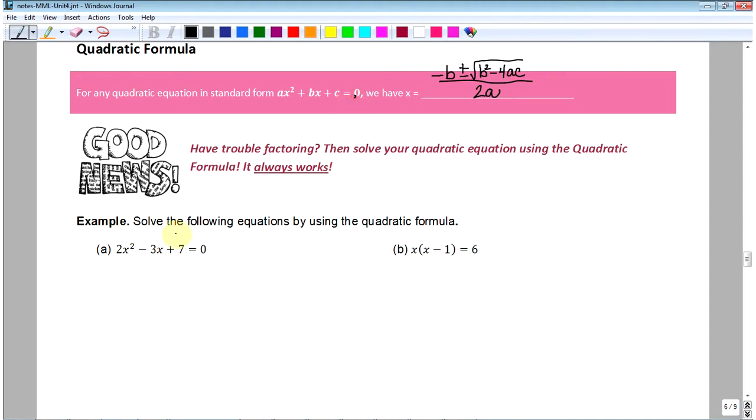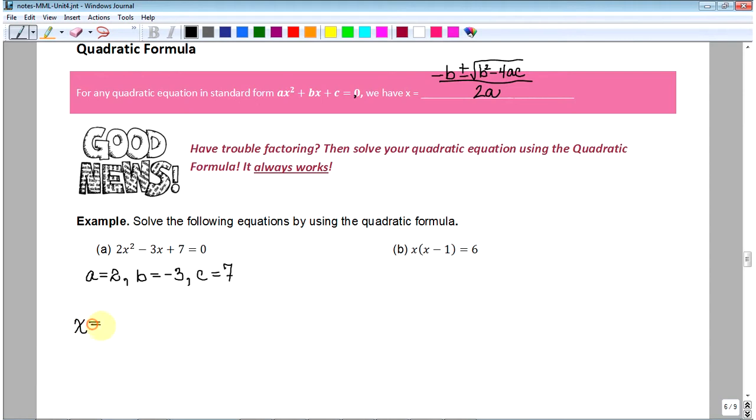We do have 0 on one side, and I can see what my a, b, and c are. A is the number in front of x squared, so that is 2. B is the coefficient of x, which is negative 3, and c is my constant, which is 7. So now I apply my formula.